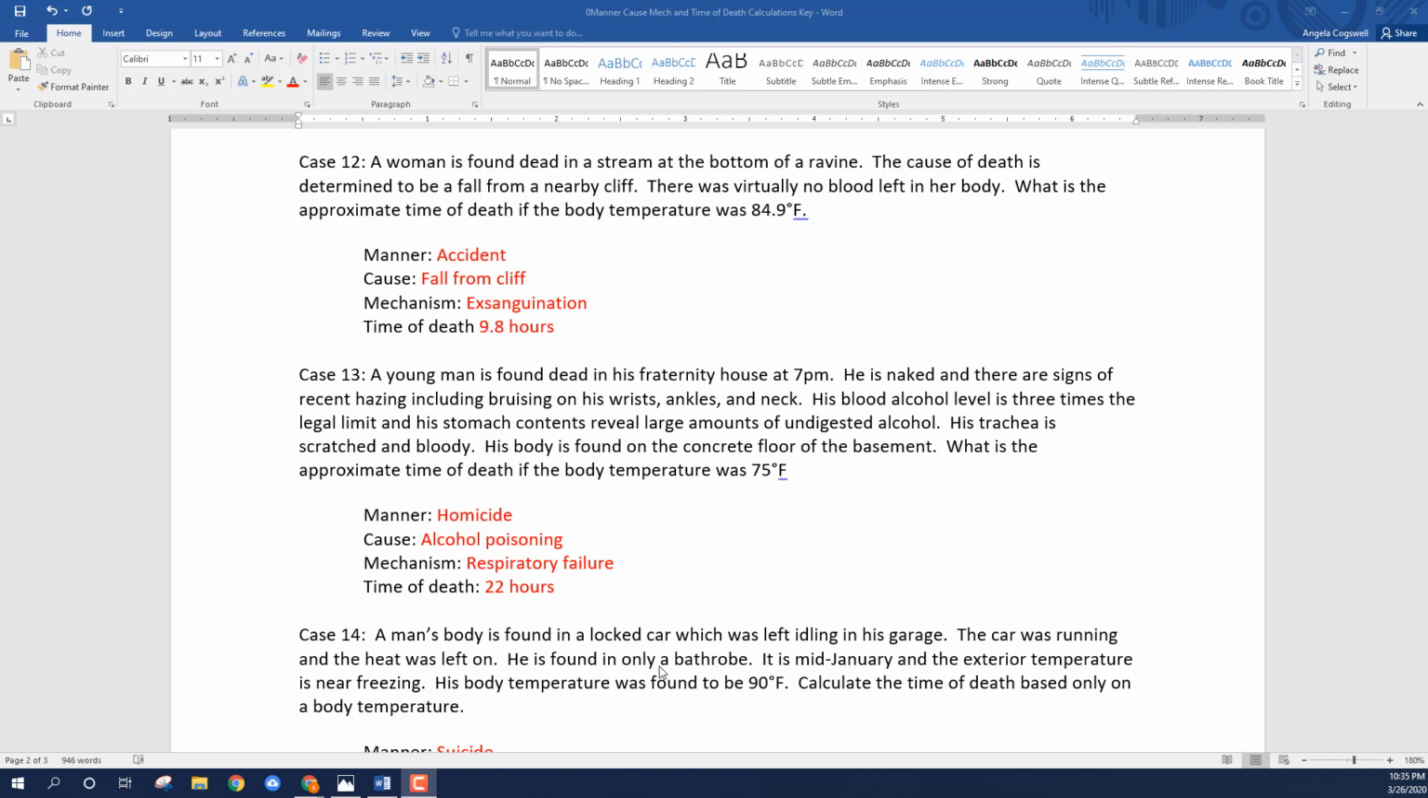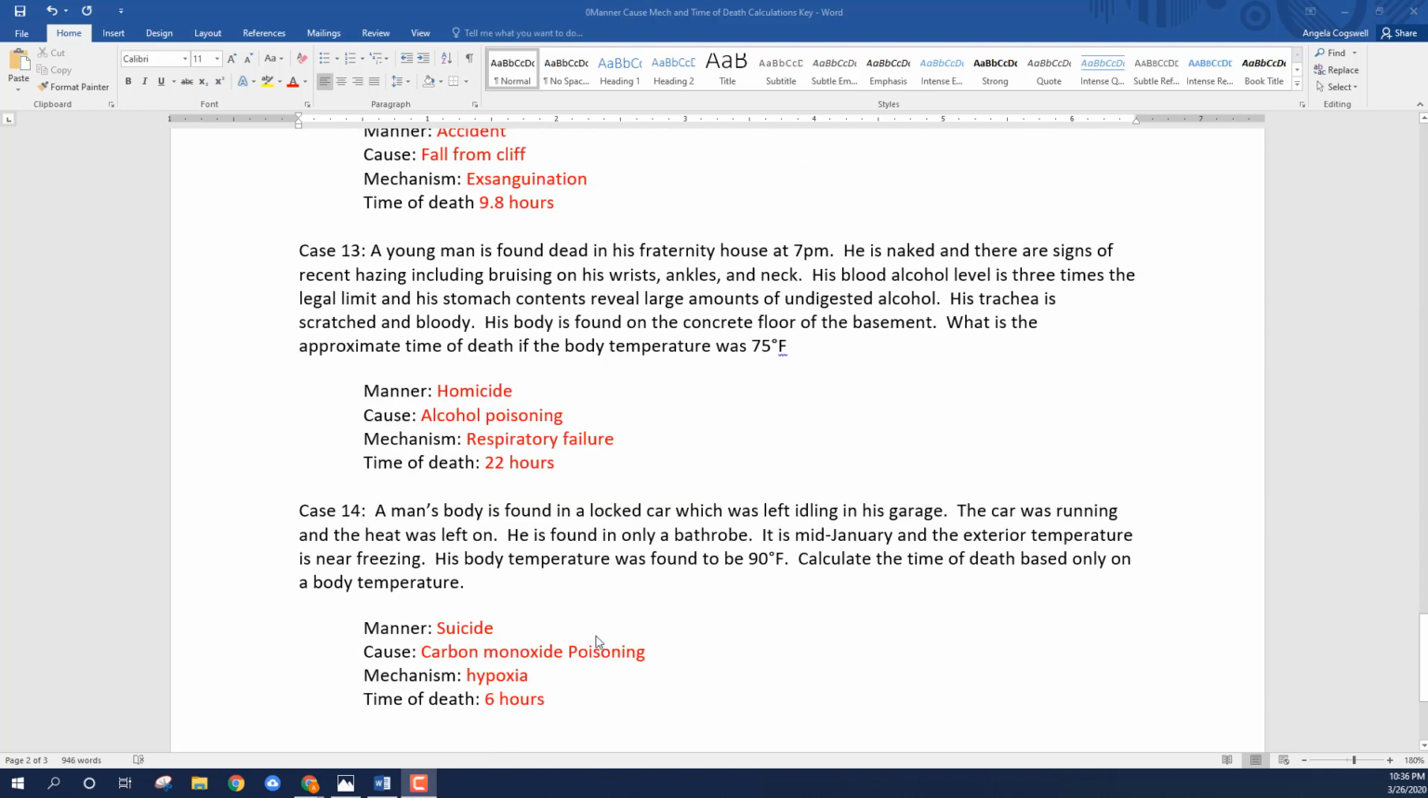All right, number 14, a locked car in the garage that was idling. The heat was on. He was in his bathrobe. This guy killed himself. He went into a car, into his garage, left the car running in his bathrobe. It wasn't like he was planning on leaving or anything. We're going to call this a suicide, and it's carbon monoxide poisoning, which is a common way that people will commit suicide. And hypoxia is what kills you from carbon monoxide poisoning. His TOD is 6 hours.